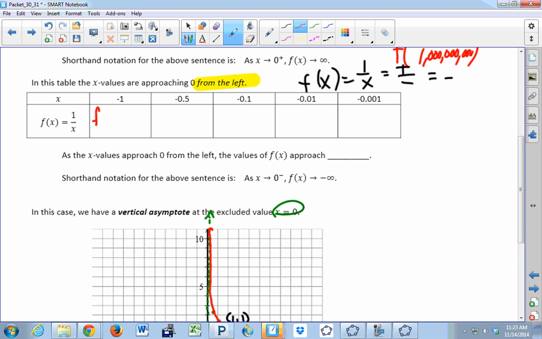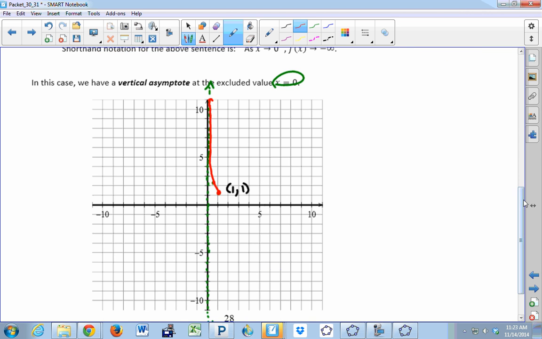F of negative 1 is 1 divided by negative 1, which is negative 1. So at 1, I'm at 1, and at negative 1, I'm at negative 1. Already, I hope you can start to see what type of symmetry you're going to have, because when you put in opposite x values, look what happened to your y values.